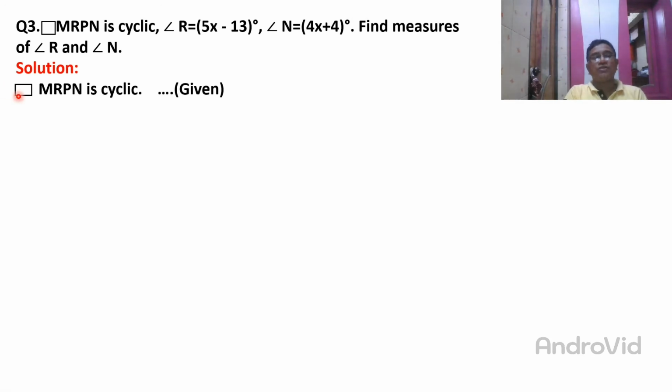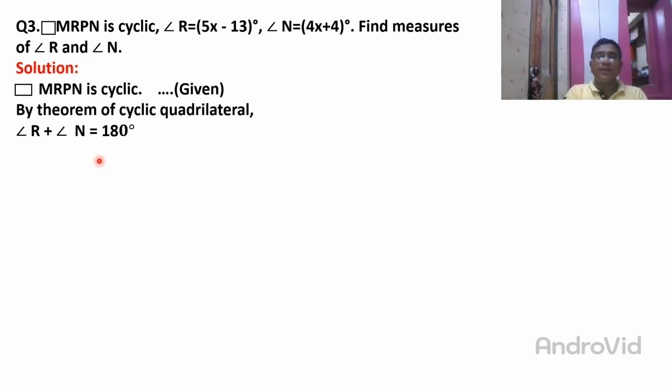MRPN is a cyclic quadrilateral, given. So by the theorem of cyclic quadrilateral, the opposite angles are supplementary to each other. So angle R plus angle N is equal to 180 degrees. Angle R is 5x minus 13, angle N is 4x plus 4 degrees. Substitute those values: angle R, 5x minus 13 degrees, plus angle N, 4x plus 4 degrees, is equal to 180 degrees.